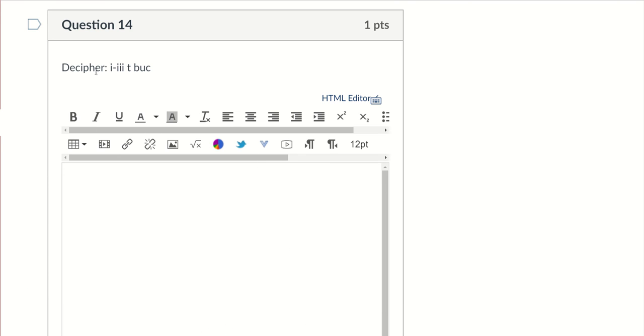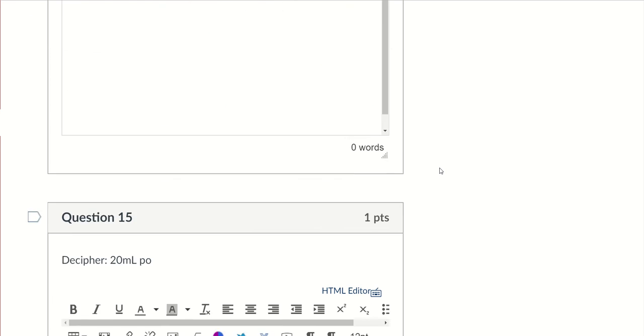Number 14, 1 to 3 tablets BUC. So BUC is buccally, between the cheek and gums. Tablets we will place. Place 1 to 3 tablets between the cheek and gums.